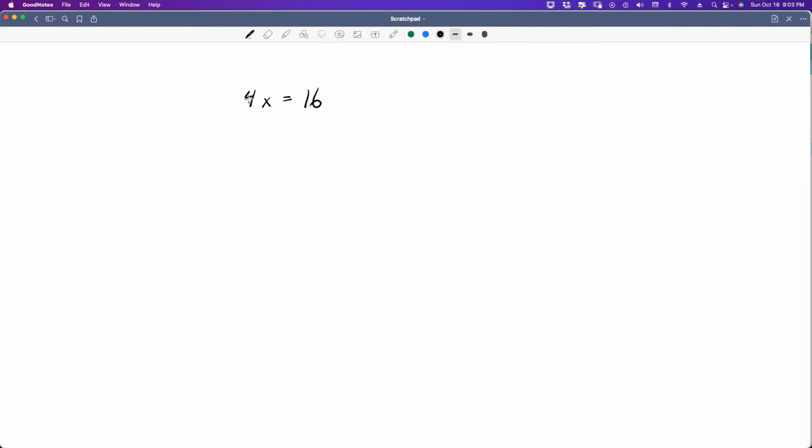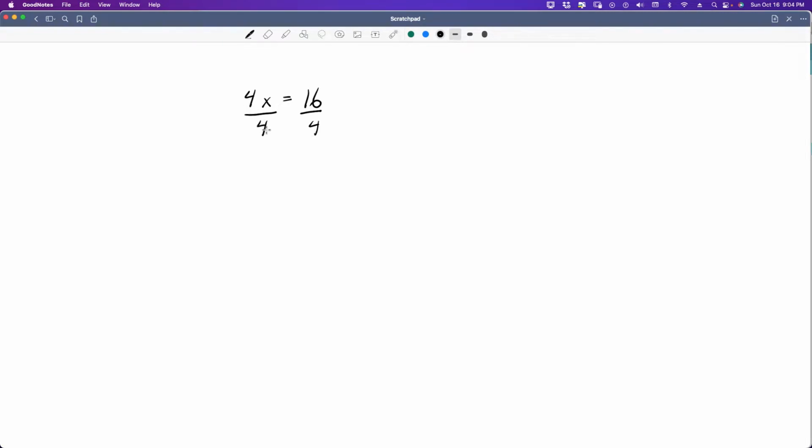So here I have the whole number 4 and the x. 4 times x. Whenever you see a whole number and a variable next to each other, that means multiplication. So 4 times x is equal to 16. So we have to undo that multiplication. So what we're going to do is divide both sides by the number we know, which is 4. We don't know x, so we can't divide it by x. But we know 4, so we're going to divide this side by 4 to get rid of that factor times x. But if we do it to this side, we have to do it to this side as well.